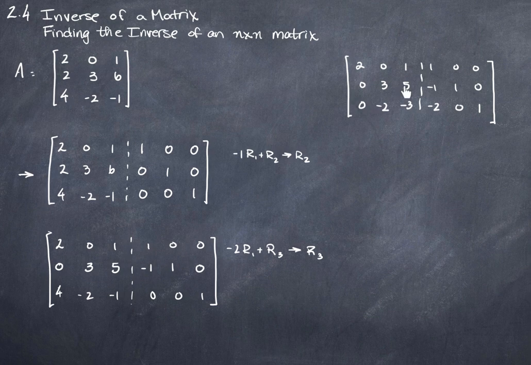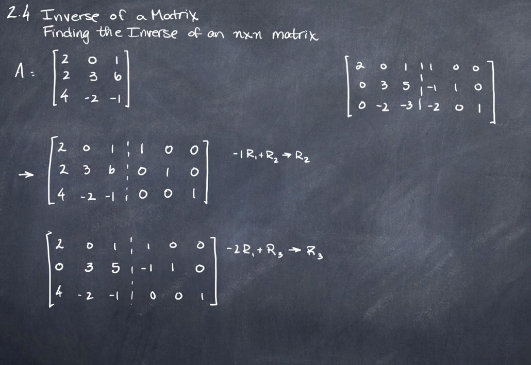And ultimately, I'm trying to produce the identity matrix here. So I want 1s on these diagonals and 0s everywhere else. In other words, what I'm really trying to do is reduce this matrix. So the process that we use there is to find a pivot, make everything below it 0, find the next pivot, make everything below it 0. So I need to make this entry 0 next.